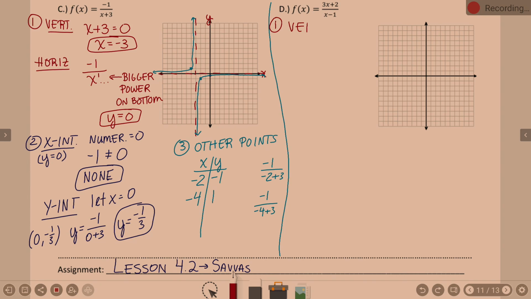I'm starting with asymptotes. Vertical asymptote? Denominator equal to 0. So x minus 1 equals 0. So x is 1. It's a vertical asymptote. So if you want to go ahead and draw it in on the x-axis, go to 1.